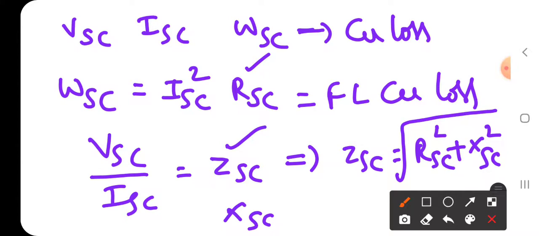That is how you can find the equivalent circuit parameters of the transformer and the efficiency of the transformer with the losses. And with these equivalent circuit parameters, we can also find the regulation of the transformer. This is very, very important. This is about testing of transformer.